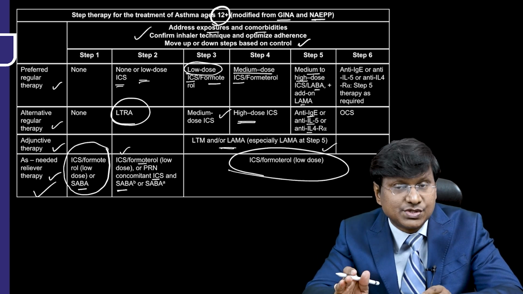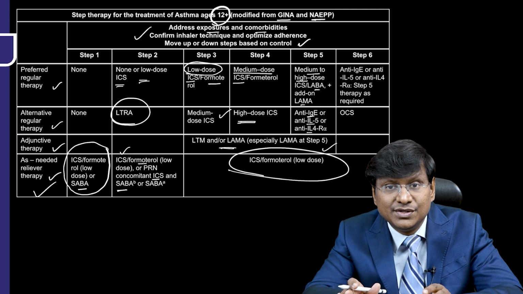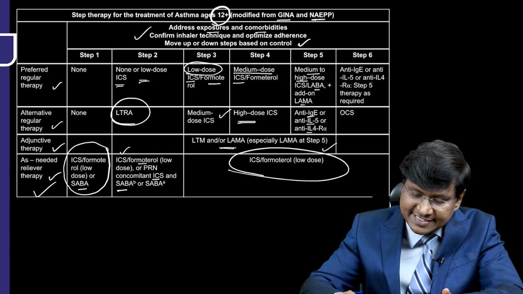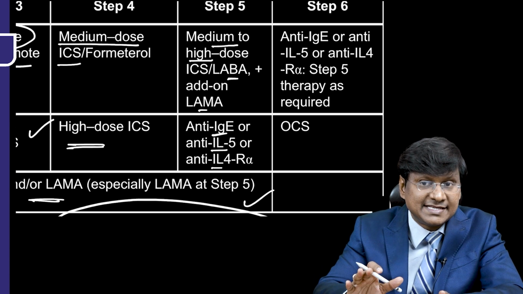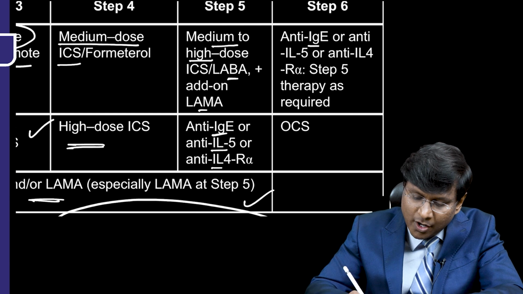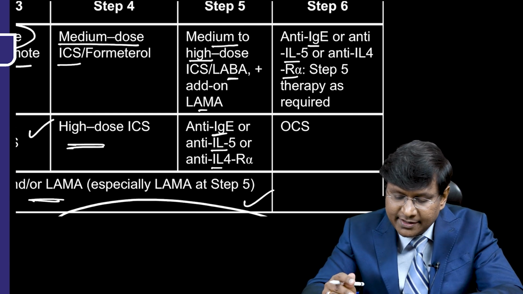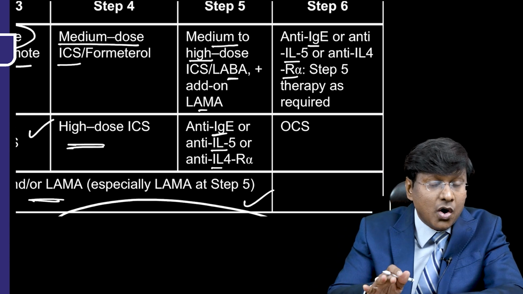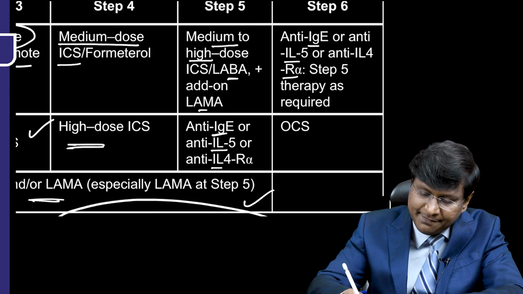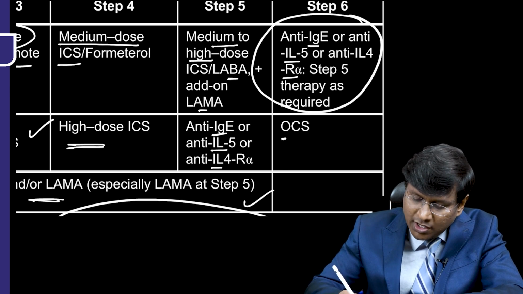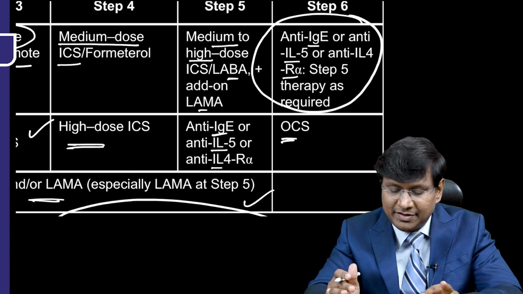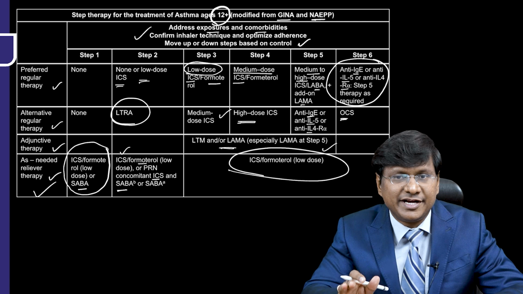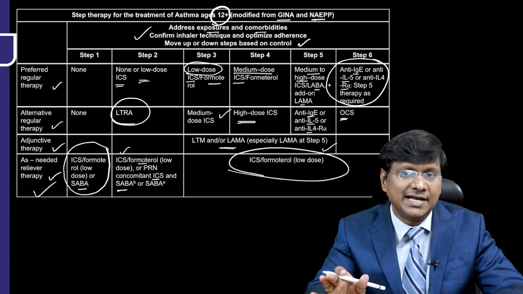Whereas in step 6, the inhaled corticosteroids are not working here. In step 6, the regular therapy itself is anti-IgE, anti-interleukin 5, or anti-interleukin 4R alpha. This is the preferred regular therapy. The alternative regular therapy will be oral corticosteroids. Okay, so that is about stepwise treatment in patients with bronchial asthma.